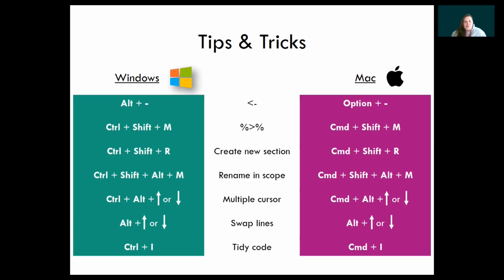So if you have the cursor in a specific line that you just want to move a line above, you can basically just press Alt and then the arrow for up, and it will move it to the line above. And for tidy code, you can use Control plus I.